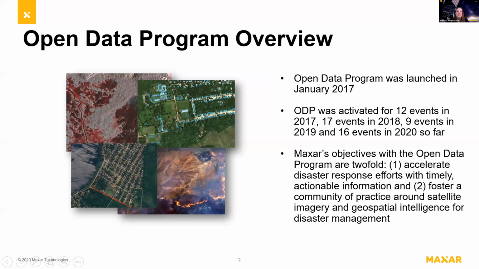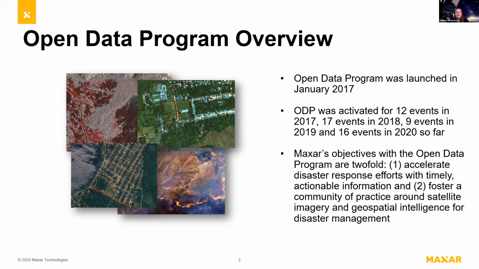So I just want to give a quick overview of the Open Data Program for any of you that might not be familiar. We are currently in the 4th year of our program. We have activated for 10 to 20 events in each year of the program. This year so far, we have activated for 16 events, totaling over 213,000 square kilometers of imagery being released through the program. There's no maximum amount of events that we can activate for. We have an internal protocol that we follow, and as long as the events meet those delineations, then we can activate for them.